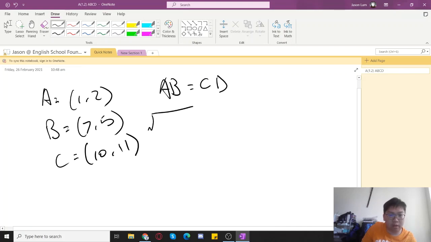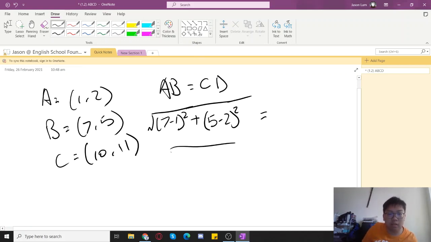So this is Pythagoras. I'll just do the intermediate steps once, so you know what we're doing. So AB: x would be 7 minus 1, and y 5 minus 2. You could do them with B as the final point, or with A as the final point. It doesn't really matter because the result you'll get is still the same. So it's equal to 6 squared plus 3 squared.